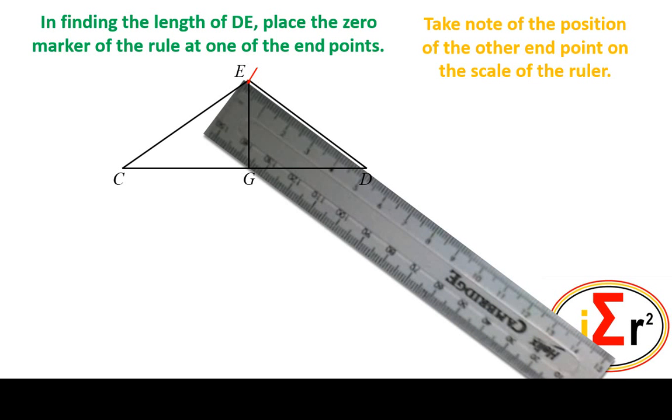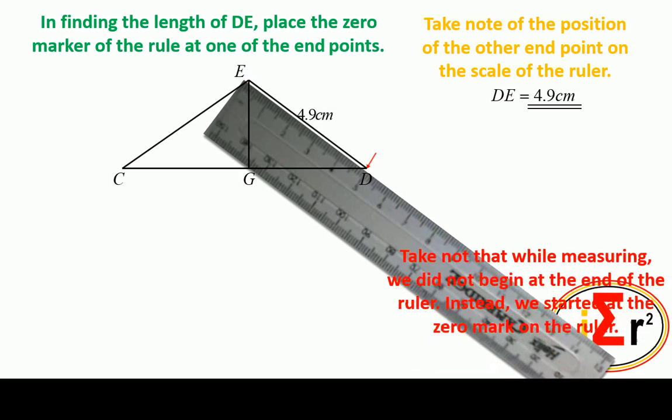The other endpoint is at D, and we need to take note of the position of D on the scale of the ruler. We have another pointer pointing at the point D, which is the other endpoint, and we need to take note of that position on the scale of the ruler, and that position is located at 4.9 centimeters. The length of that segment is therefore 4.9 centimeters.